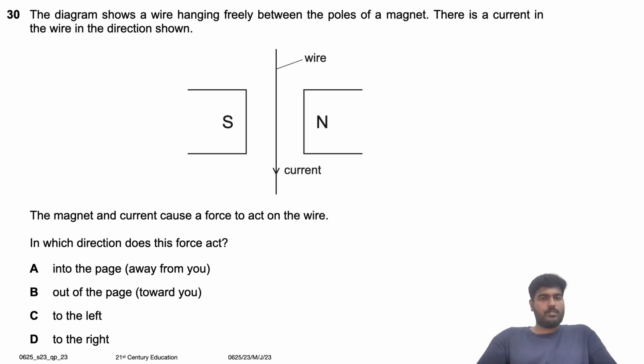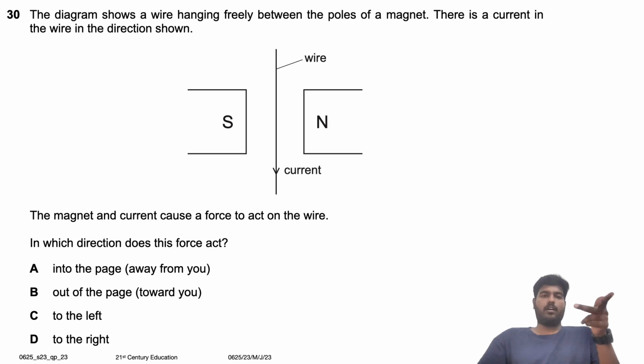The diagram shows a wire hanging freely between the poles of a magnet. There is a current in the wire in the direction shown. The magnet's field and current cause a force to act on the wire. Which direction does this force act? Okay, current is given and the force is expected. So this is left hand law.